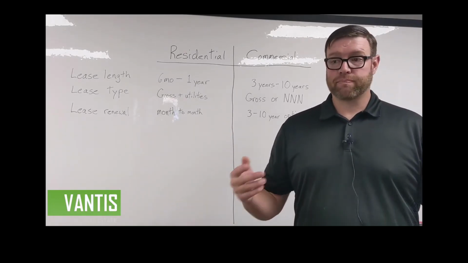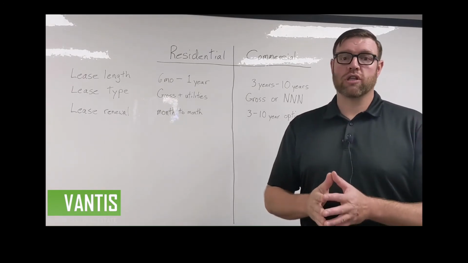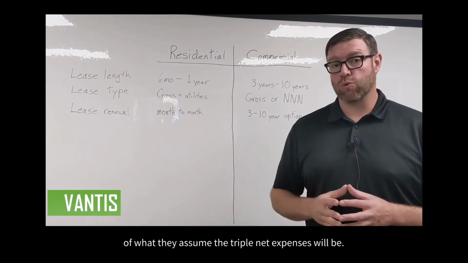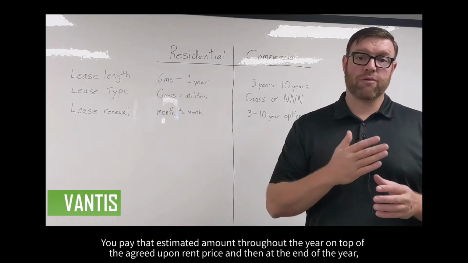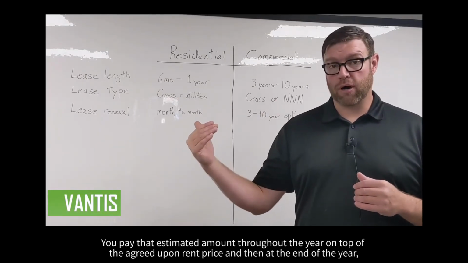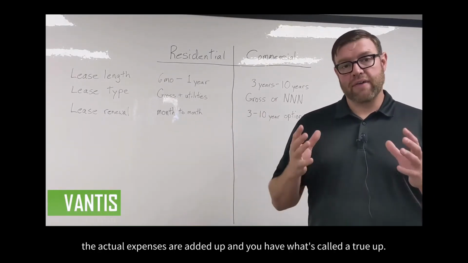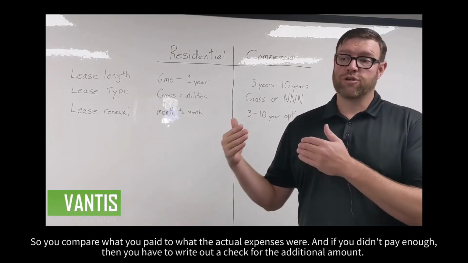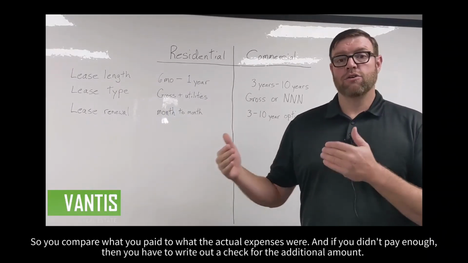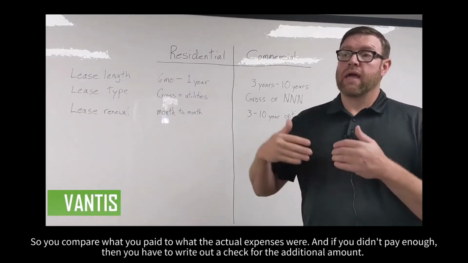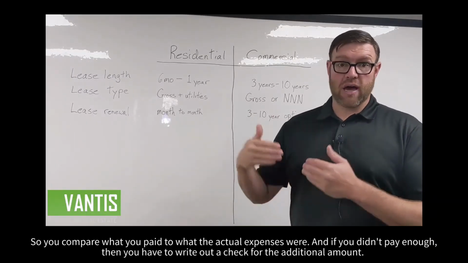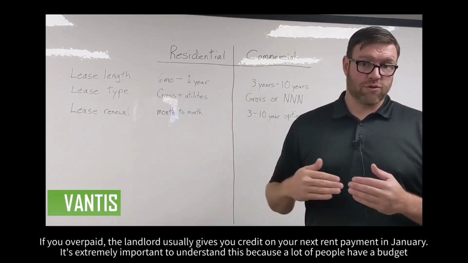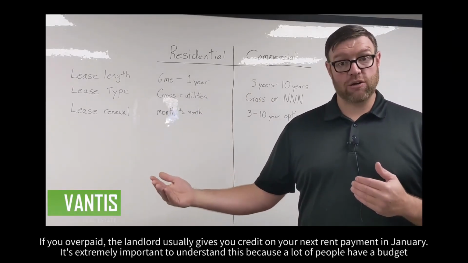than what was expected. With a triple net lease, usually a landlord will give you an estimate of what they assume the triple net expenses will be. You pay that estimated amount throughout the year on top of the agreed upon rent price, and then at the end of the year, the actual expenses are added up and you have what's called a true up. So you compare what you paid to what the actual expenses were. And if you didn't pay enough, then you have to write out a check for the additional amount. If you overpaid, the landlord usually gives you credit on your next rent payment in January.